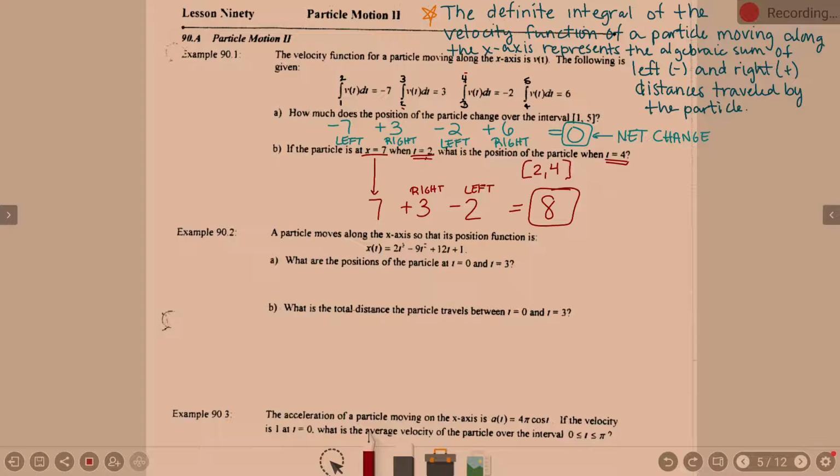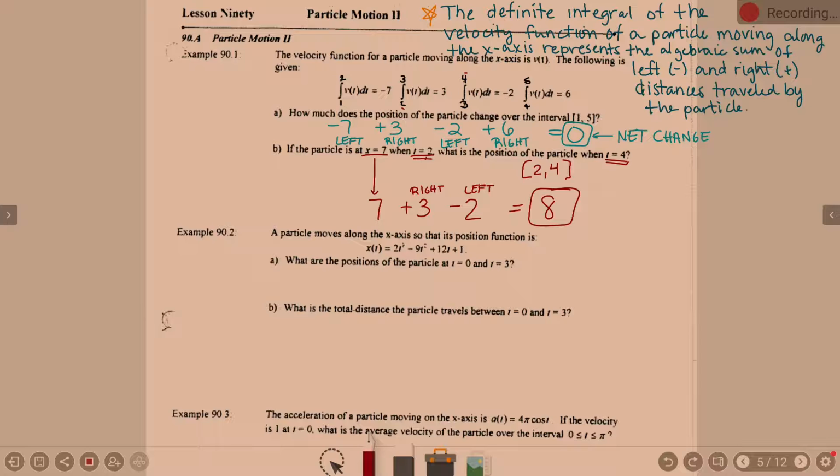Okay, example 2. A particle moves along the x-axis so that its position function is x of t equals, and can you figure out the powers? It's 2t to the 3rd minus 9t to the 2nd plus 12t plus 1. I know, the copying job is horrible here, but okay. What are the positions of the particle at 0 and at 3?